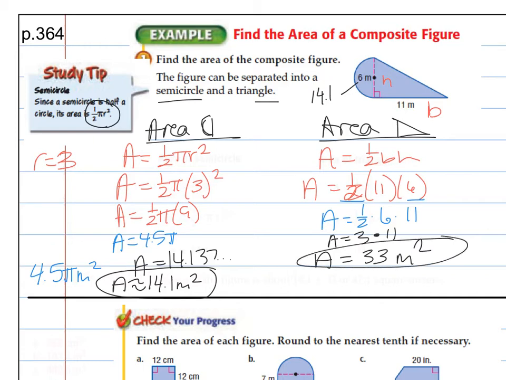So then what I do is add these together. The area would be 14.1 plus 33. So it's 47.1 square meters, approximately, because I rounded with pi.